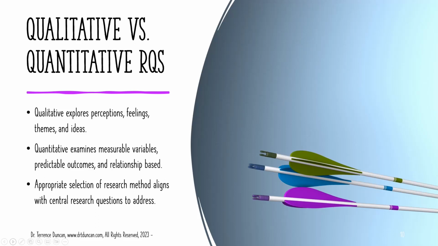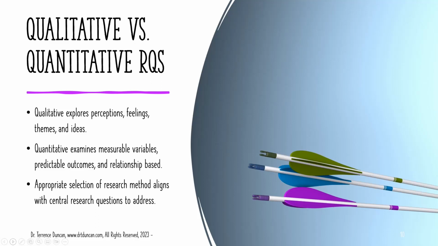So we want to look at the difference between qualitative and quantitative research questions. And this goes back to the purpose statement. You may recall in that lecture, we talked about the purpose of this qualitative single case study is to explore, blah, blah, blah, or the purpose of this quantitative linear regression study is to examine, blah, blah, blah. So in a qualitative study, your research questions will explore perceptions, feelings, themes, and ideas. Whereas in the quantitative, you're going to examine measurable variables, predictable outcomes, and they are relationship based. So you'll have your independent and your dependent variables provided within the scope of your research questions.